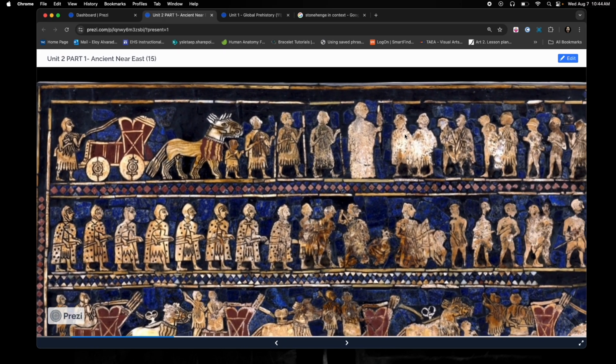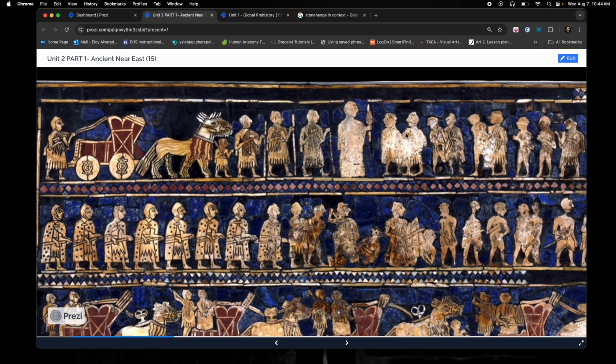Now, we're introducing a new concept. This new concept is called hierarchical scale. You guys know what a hierarchy is, right? Some stuff is more important than others. Well, hierarchical scale is when you have a person that's depicted larger than another person. The person that's larger is more important, right? It commands more attention.